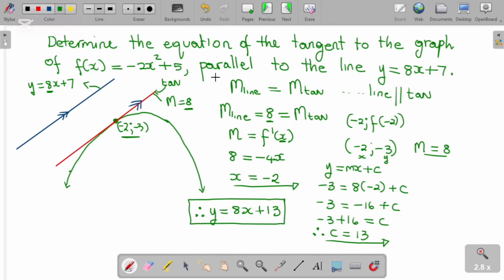We are using the fact that these two lines are parallel. Once a tangent is parallel to y equals 8x, then we know the gradient will be 8, which means the gradient of the tangent will also be 8 as a result of being parallel. Once we have that 8 as the gradient of the tangent, we can find the x value at the point of contact. Once we have the x value, we substitute into f and find the point of contact. Then we go to y equals mx plus c, solve and conclude. All right.